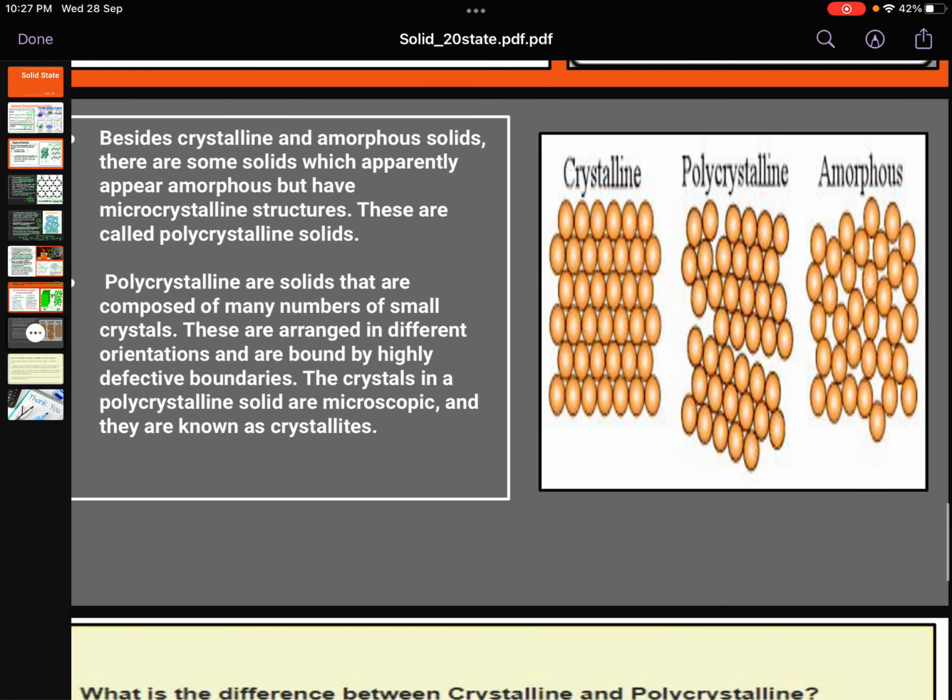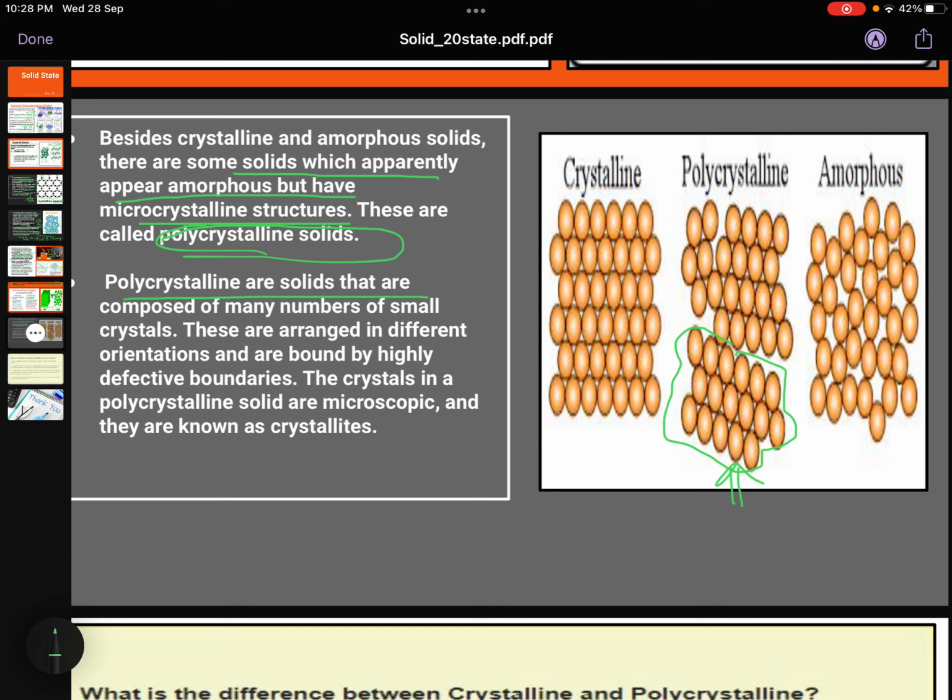Besides crystalline and amorphous solids, there are some solids which apparently appear amorphous but have microcrystalline structures. These are called polycrystalline solids. So polycrystalline solids are basically those solids which appear like amorphous but actually have a crystalline structure. And we can't call them crystalline solids because they are not crystalline. They are made up of crystals, but the arrangement is not regular here, you can see. So we can't call them crystalline solids.